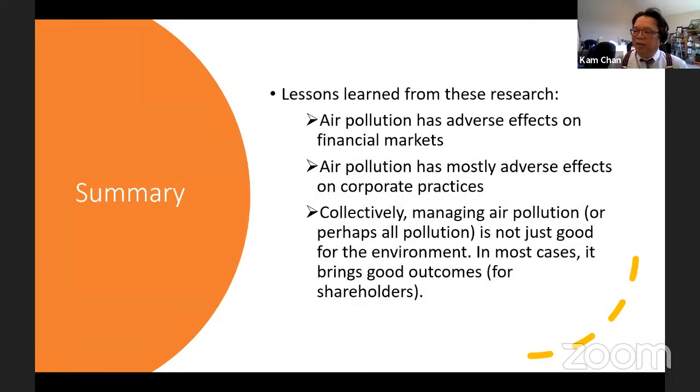Next one is that air pollution has an adverse effect on financial markets. So investors are pessimistic, therefore stock price or stock return is negative.